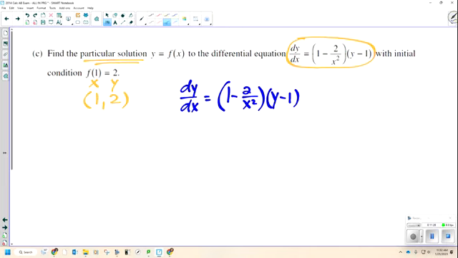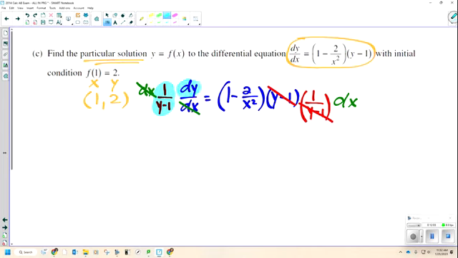Let's multiply both sides by 1 over y minus 1. What's going to happen is this will cancel with this. And on the left side, I also have to do 1 over y minus 1. All right? Nothing cancels on the left side. On the left side now, let's multiply it by dx. This will cancel with this. I've got to do the right side the same thing to balance it. Multiply it by dx. So what I have left over at this point on the left side is 1 over y minus 1 dy. And on the right side, I have 1 minus 2 over x squared dx.